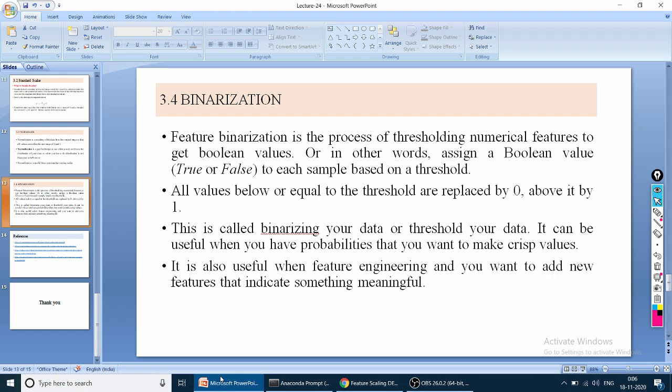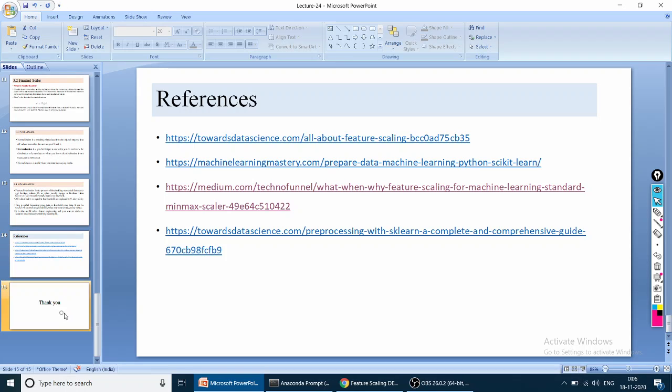So this is the whole concept of feature scaling. Here I'm using some references.